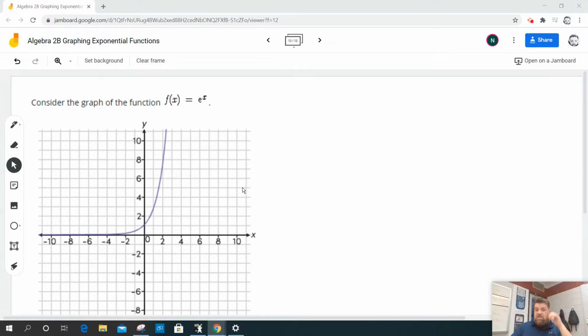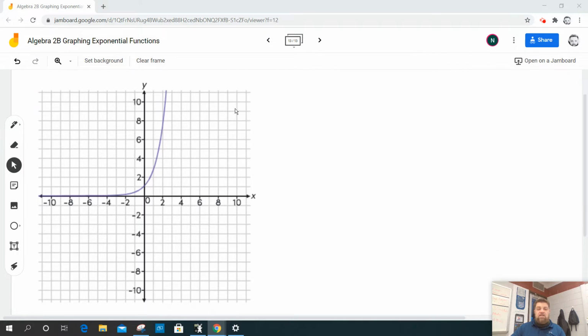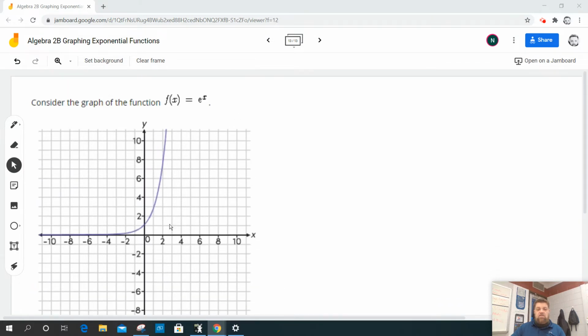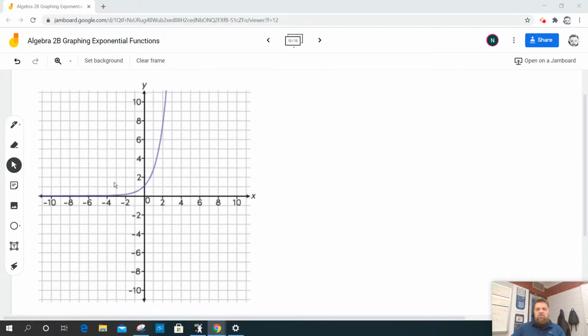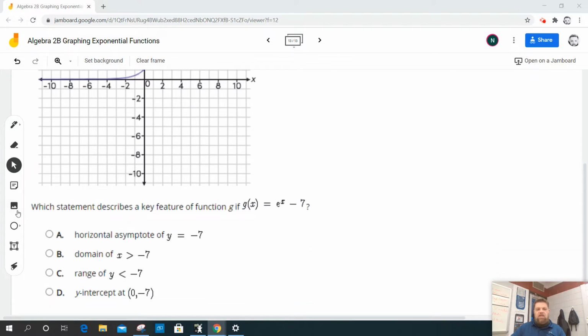On this one, it says consider the graph for the function f of x equals e to the x. So this is what that would look like. That's the exponential function e to the x. And it says which statement describes a feature of g of x, which is e to the x minus 7.